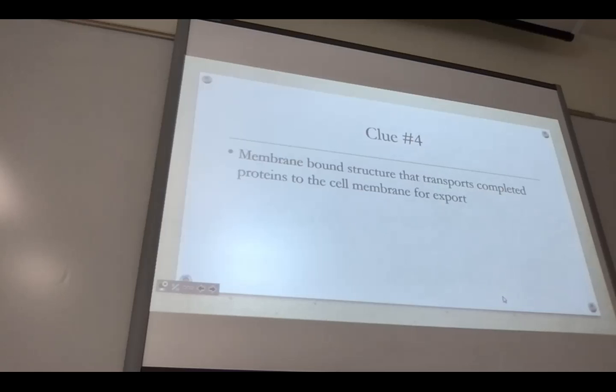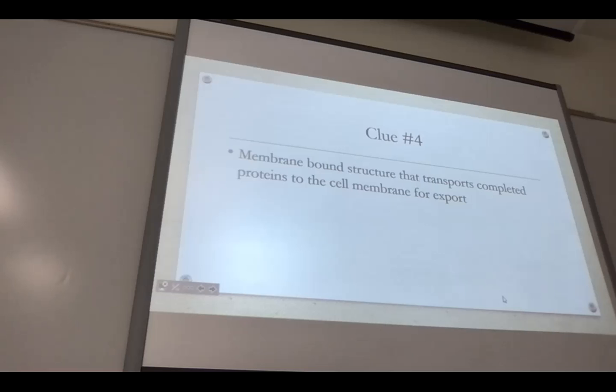Membrane-bound structure that transports completed proteins to the cell membrane for export. Golgi vesicle, yeah. So Golgi vesicles will take proteins after they're finished being completed in the Golgi apparatus to the cell. When I was typing in the answer, Golgi vesicle, it auto-corrected to Golgi vehicle, and I was like, oh, it's a good way to remember it. It's a vehicle to take proteins to the cell membrane.